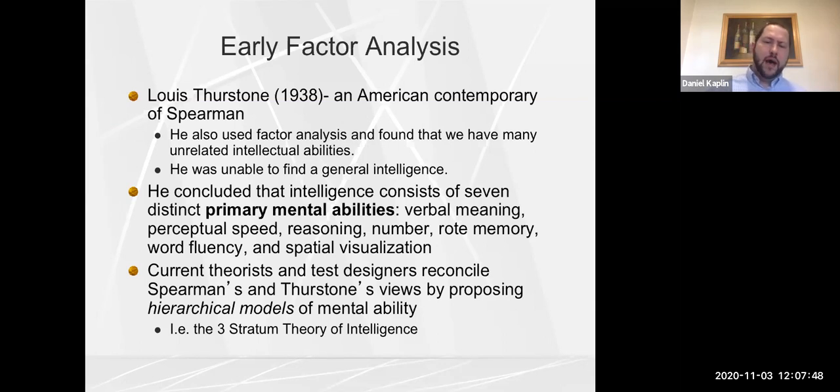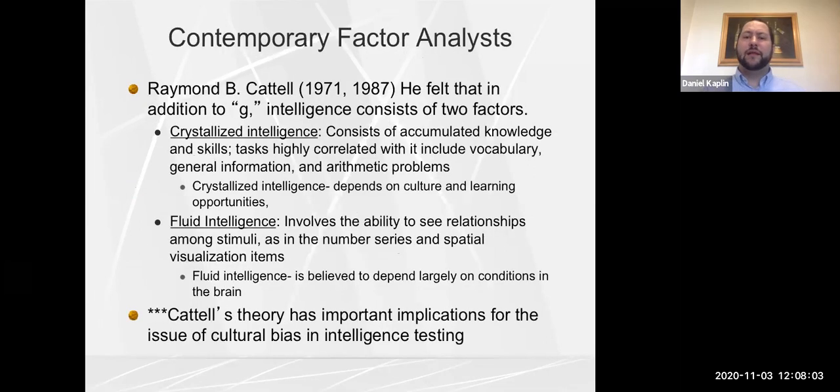Now, how do you resolve the difference between Spearman's perspective and Thurstone's perspective? Well, we're going to talk about the 3-stratum theory of intelligence, which seems to put it all together pretty nicely. But we're not done yet. Raymond Cattell felt that intelligence had 2 factors beyond the G, or general ability. So Cattell focused on crystallized intelligence versus fluid intelligence.